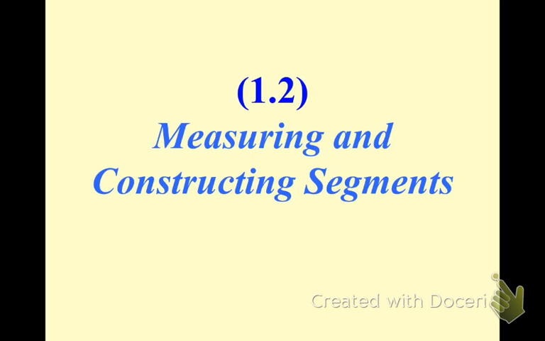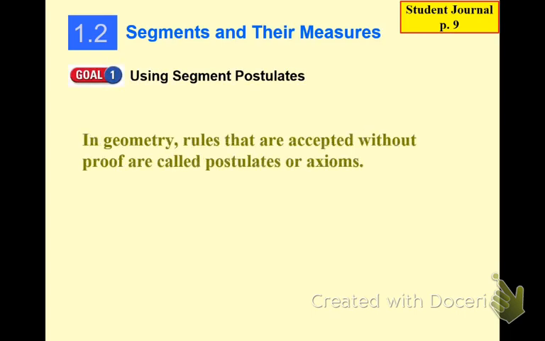Measuring and constructing segments. So we're going to learn some words. First word we're going to use is postulate. Don't write down everything you see on the screen or you're going to be wasting your time. In geometry, rules that are accepted without proof are called postulates or axioms. We don't really use the word axiom. Postulate is important. A postulate is a rule that is accepted without proof.